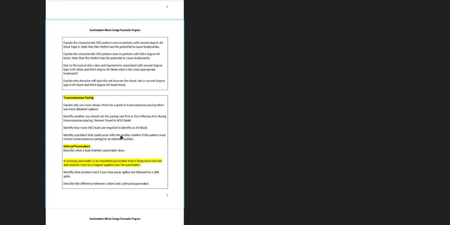Identify a problem that could occur with the cardiac monitor if the patient must receive transcutaneous pacing for an extended period of time. So for this one, I think a problem with the monitor could just be that it could die. You might have to plug it in. There could definitely be other problems too. I mean, running a significant amount of electricity through it for an extended period of time probably isn't ideal.